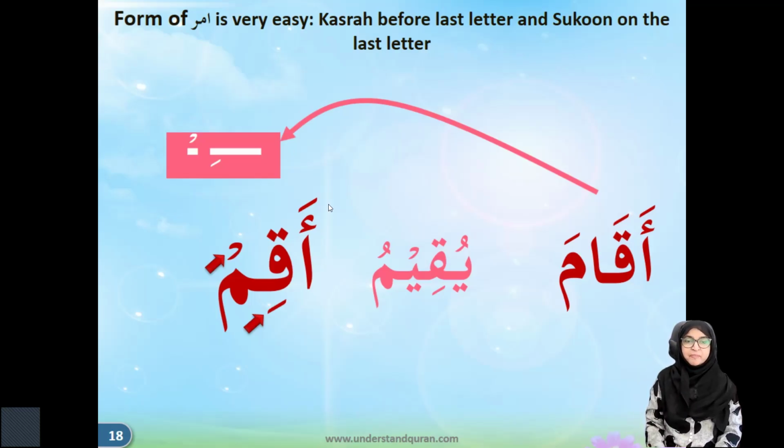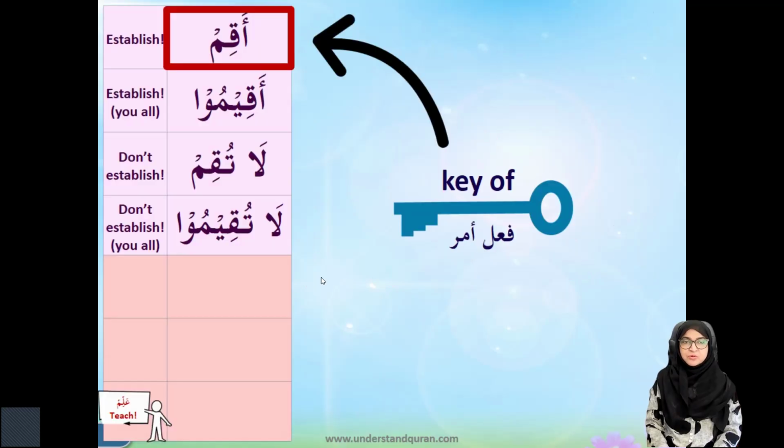So here this is the Fa'il Amar, and here what has happened? Aqama, Yuqimu, Aqim. So there's a kasra and sukun in the end. Aqim, so you're giving an order. Aqim, establish. Okay, now let's do all this. Aqim, you establish. You all establish, Aqimu. And then La tuqim.